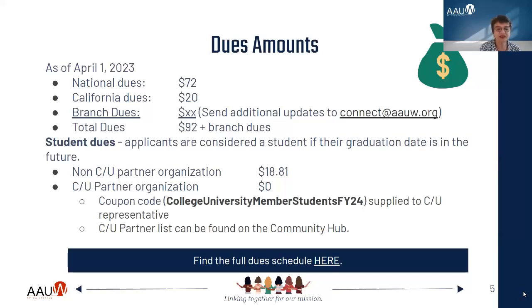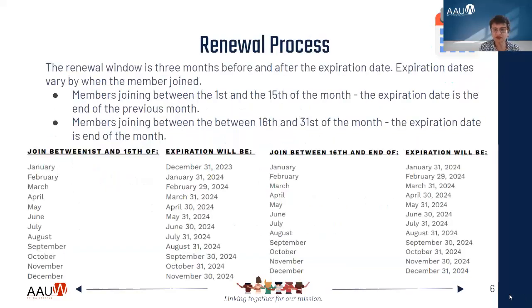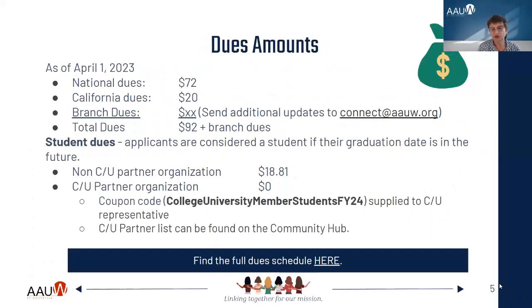The CU partner list can be found on the Community Hub. So all branch officers, presidents, finance officers, membership chairs, when they log into the Community Hub as themselves, they can look at the CU partner list and find out all the colleges and universities which are partners in California. Okay, next slide, please.